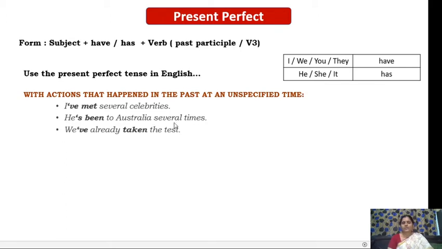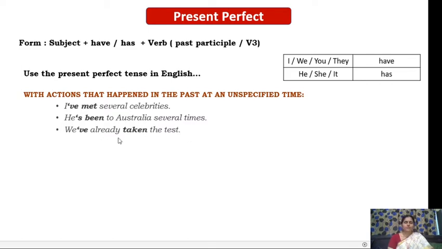He has been to Australia several times. Been is the V3 form. He has been to Australia several times. So here, no specific time reference. So we have used present perfect tense. We have already taken the test. There is no time reference, and so we have kept that sentence in present perfect tense.